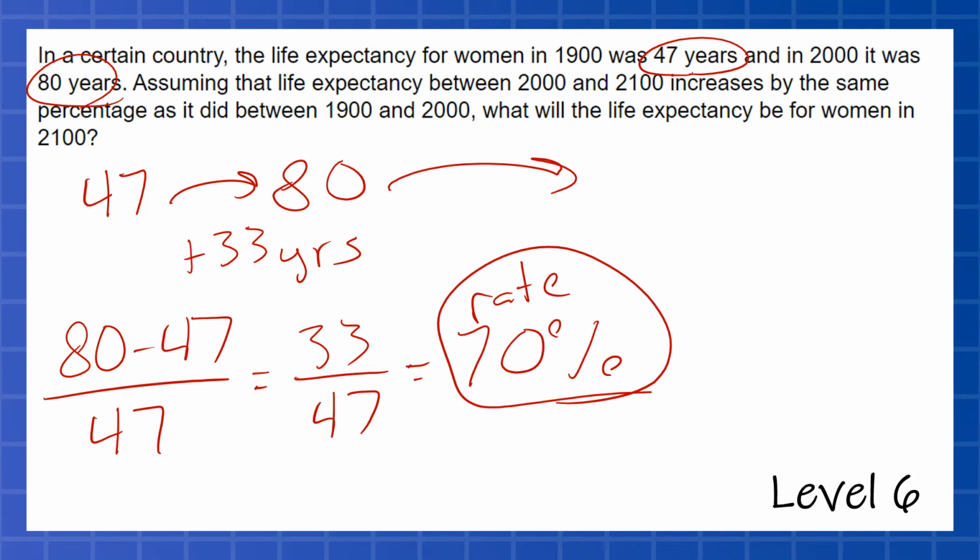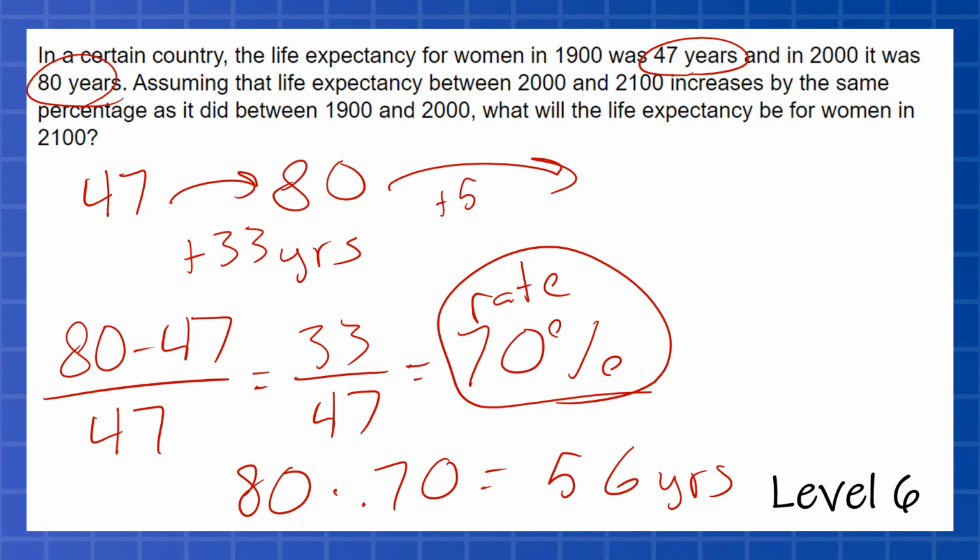And so we need to figure out what is 70% of that 80. So we can do that pretty quickly by doing 80 times 0.70. And so that's 56 years. So does that mean that the life expectancy will be 56 years? No, that means we add 56 years, and so that we end up with 136 years.